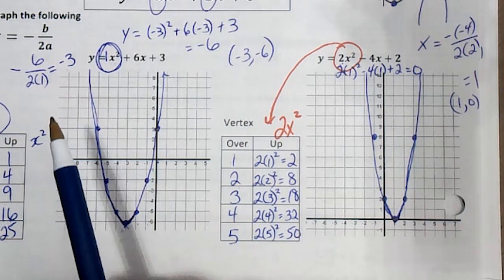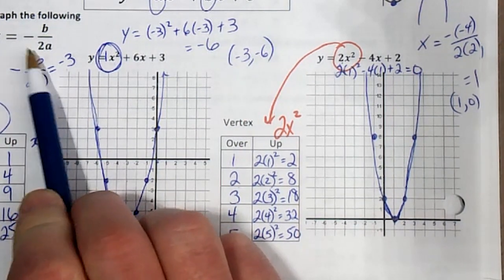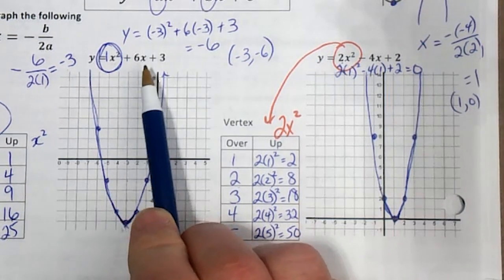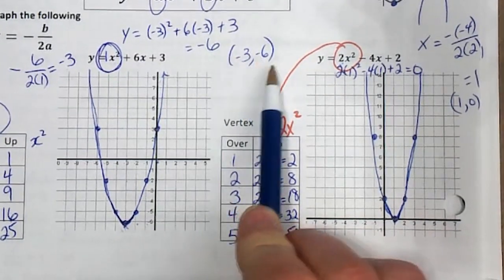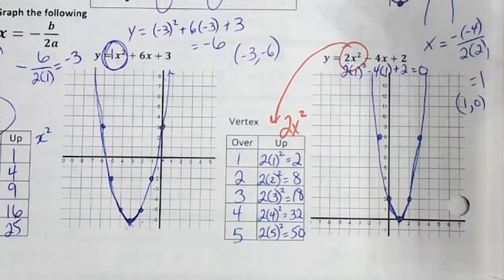Just a quick recap. We always start with x equals negative b over 2a. We find the x coordinate. We take that and plug it in to find the y coordinate. Once we have the vertex, we move over to our over-up table.